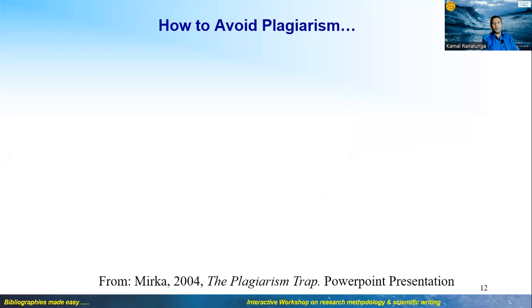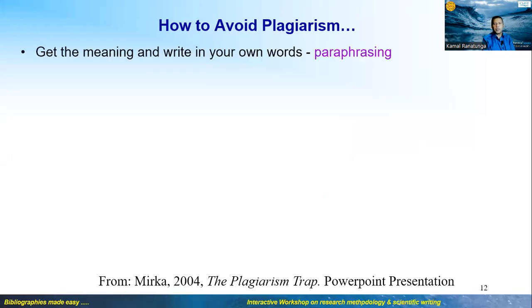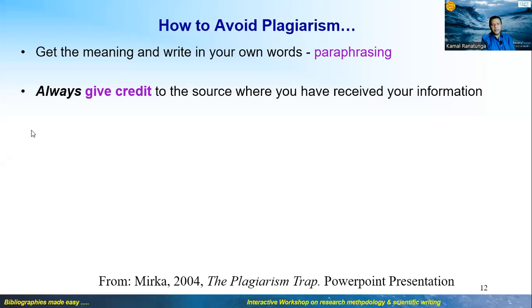Now, the important thing is how to avoid plagiarism, right? There are many different ways you can avoid plagiarism. And the most important thing to avoid plagiarism is what we call in academic writing paraphrasing, right? I'm not too sure if you have heard this term. It's called paraphrasing. Paraphrasing means what you have to do is just read the other's work, get the meaning, and write it in your own words. You just get the meaning out of the reading, and then you write it in your own words, and that is called paraphrasing, and that is the best way to avoid plagiarism, right? Of course, even if you paraphrase, you still have to give the credit, right?